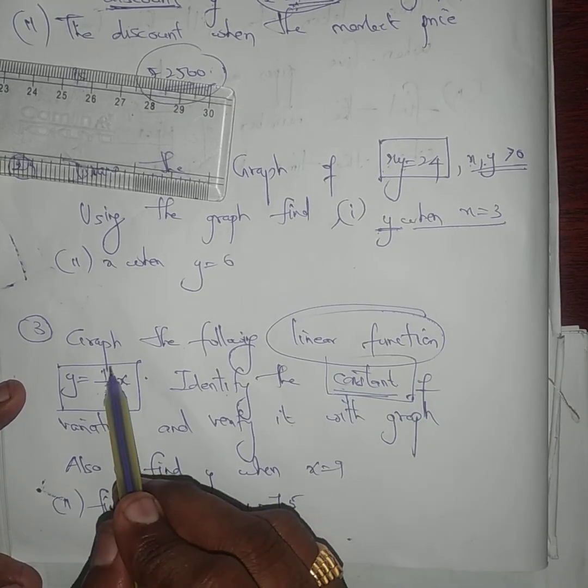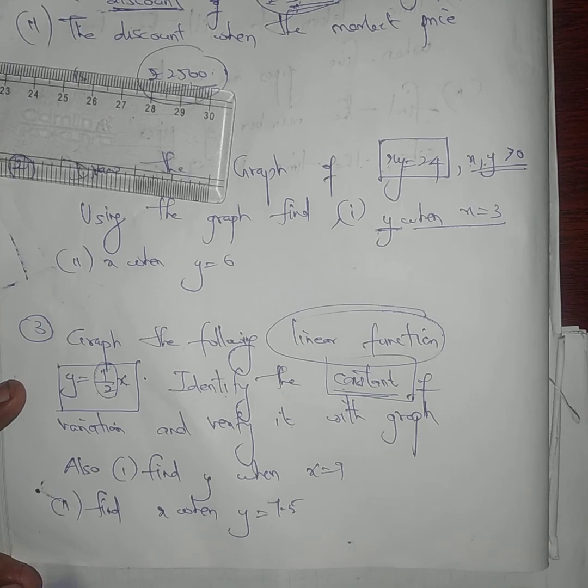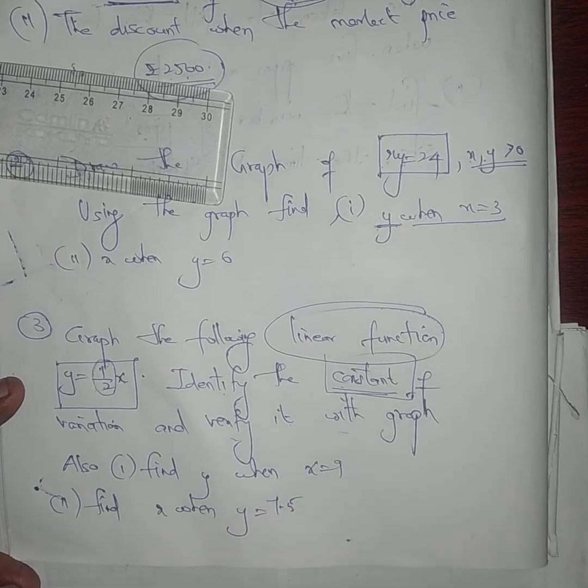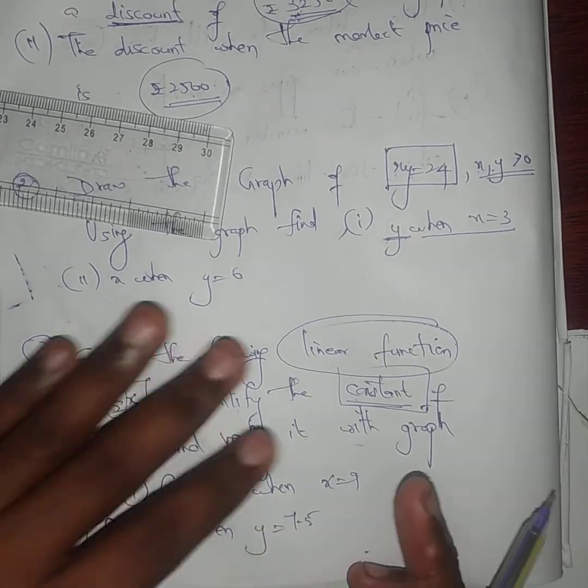I can easily find it here itself. k is equal to 1 by 2. We will verify it with the graph. First, y equal to 1 by 2x. I need to put the table.